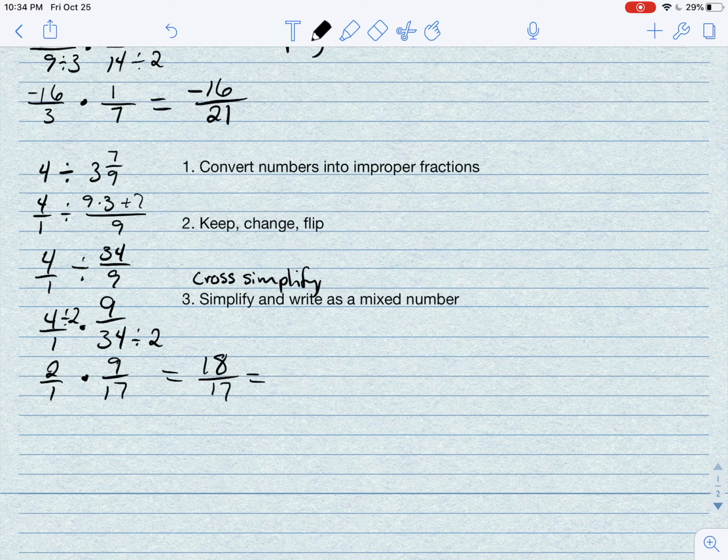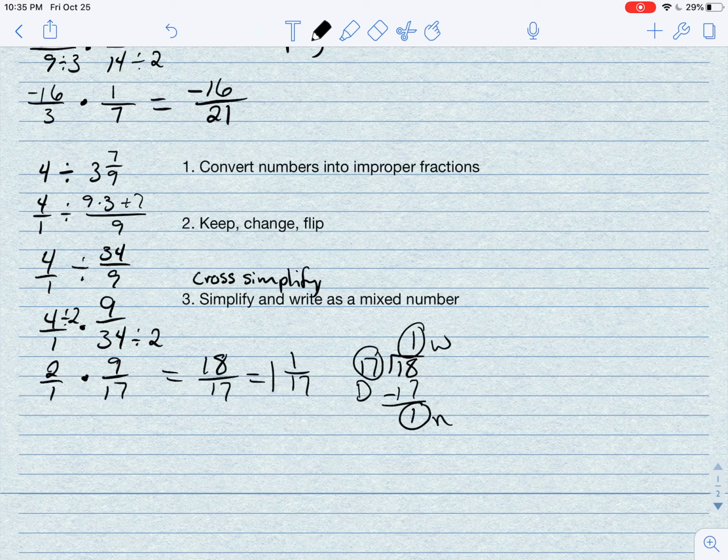Now we need to convert this to a mixed number. So we go 17 can go into 18 once. Our remainder is 1. So again, this will be our numerator, whole number, and our denominator. So now it's 1 and 1/17.